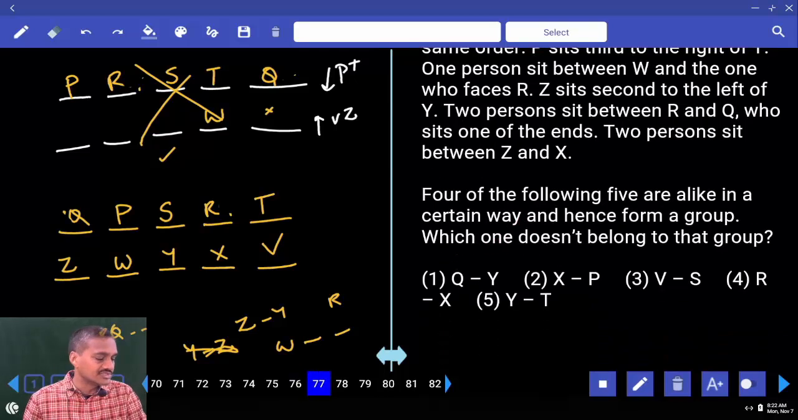And next one 77. Now in this 77, the pairs are Q and Y: Q's opposite second right is Y. X and P: X's opposite second right is P. And V and S: V's opposite second right is S. R and X are opposite to each other. That is choice 4.